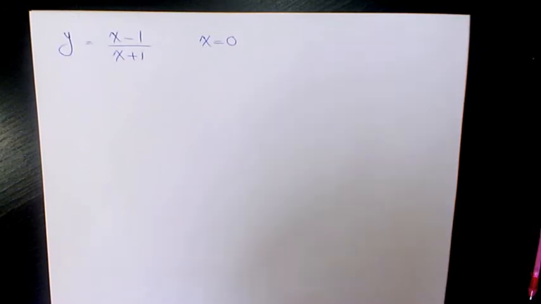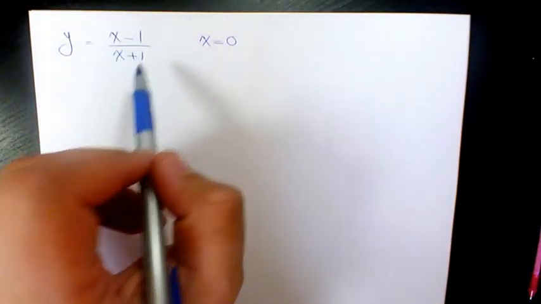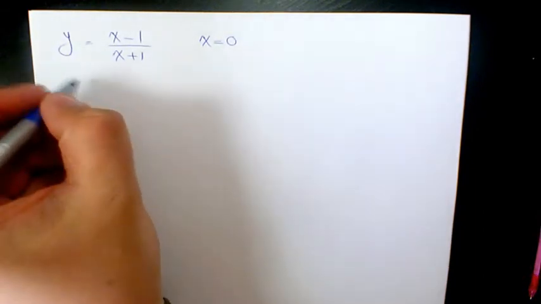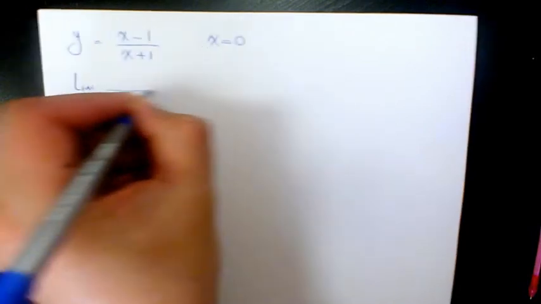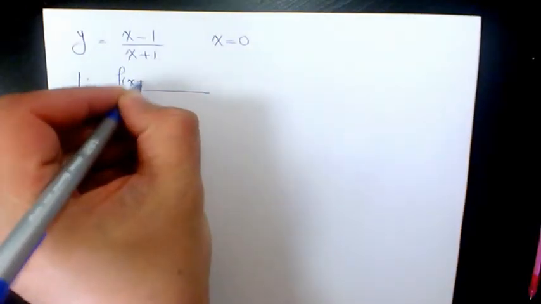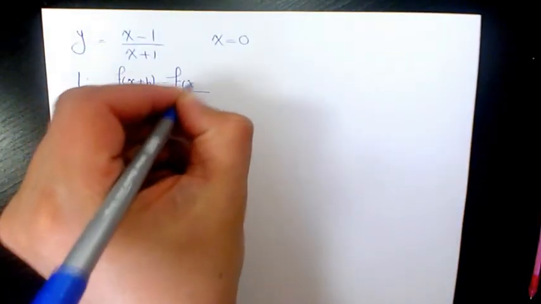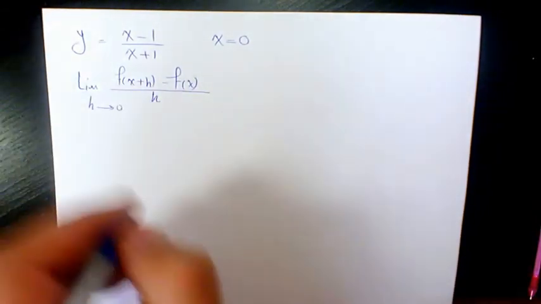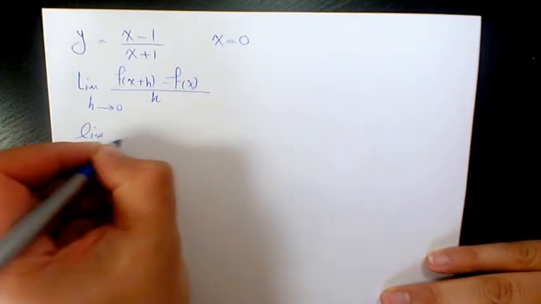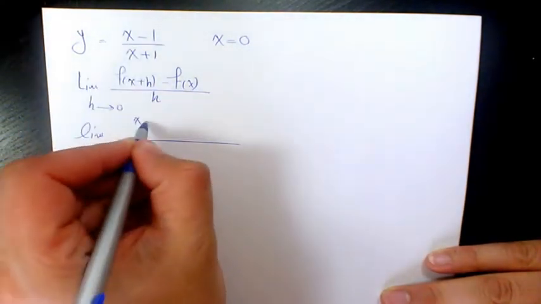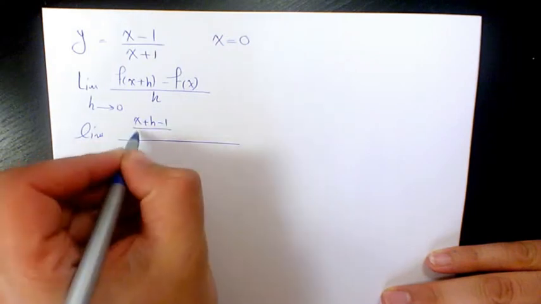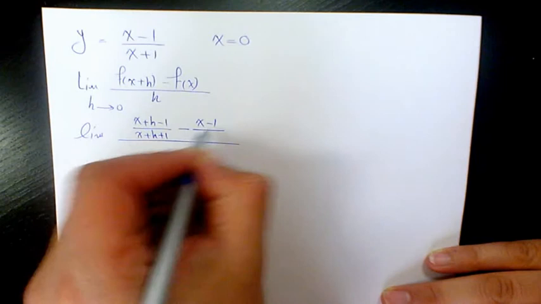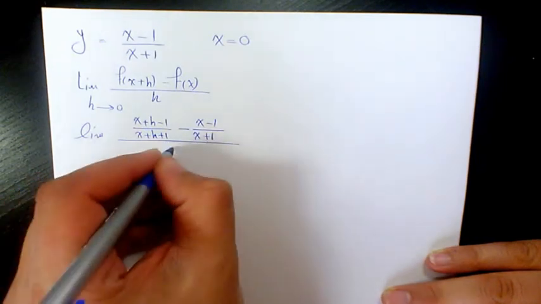Next example is y equals (x minus 1) divided by (x plus 1) at x equals 0. So we need to find the limit of f of (x plus h) minus f of x, divided by h, when h approaches 0. So it's going to be the limit of ((x plus h minus 1) divided by (x plus h plus 1), minus (x minus 1) divided by (x plus 1)) divided by h.